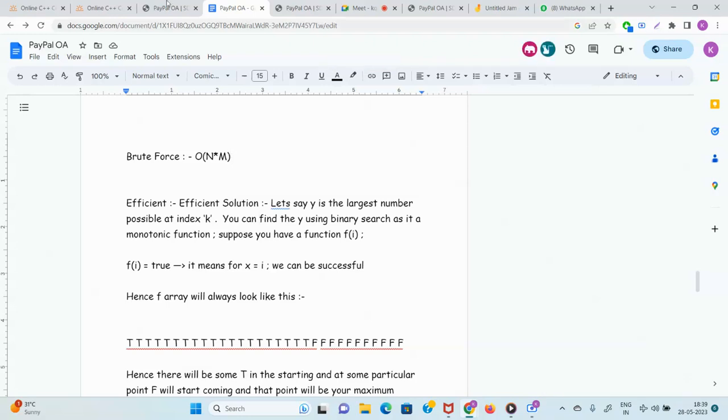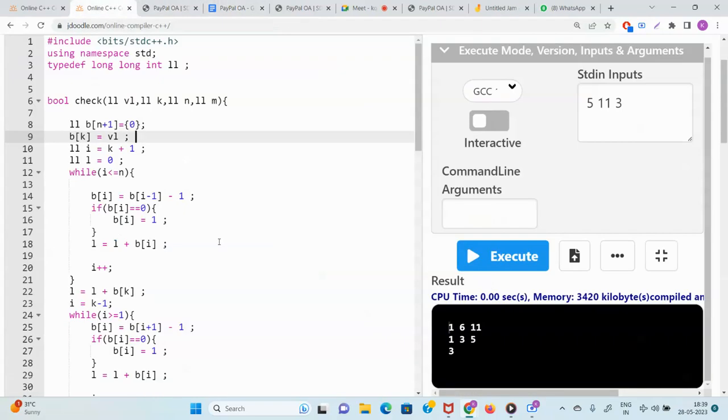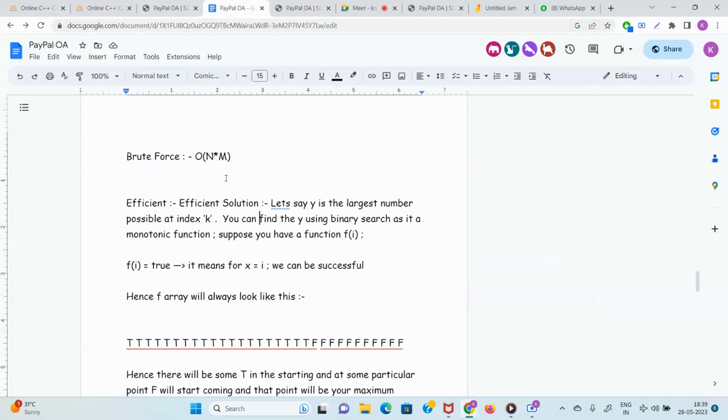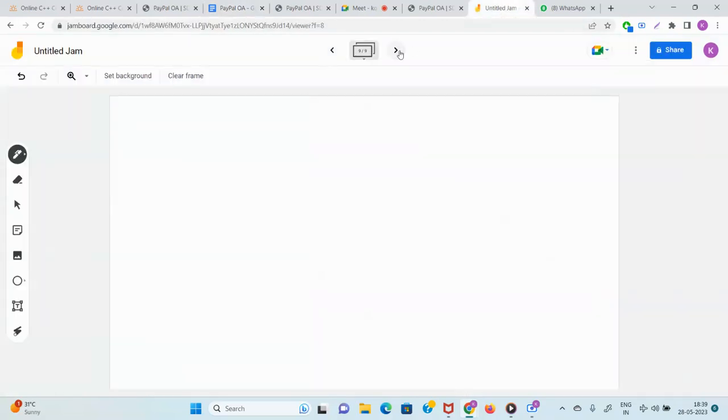So guys, this brute force is clear to everyone. Now this is simple. Now, what I am trying to say is, let's focus. We are trying for all the values from 1 to m. If it is valid, then we call it true. If it is not valid, we call it false.